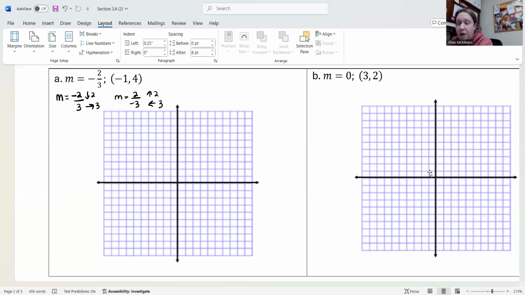So let's go ahead and practice here. We want to start by plotting the point (-1, 4). So at the origin, I go to the left 1, and then I'm going to go up 1, 2, 3, 4. So that is a point that I know is on the line.